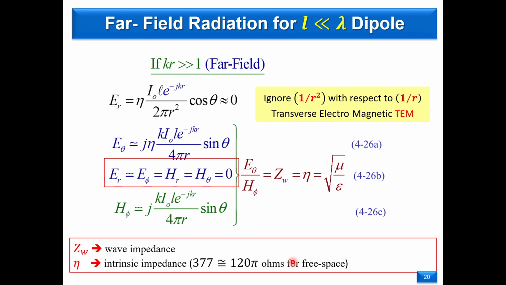So in the far field expression, E_r will vanish, the other three components are already zero, and we are left only with E_theta and H_phi. The ratio between them follows the laws for a transverse electromagnetic wave. So the wave in the far field is pure transverse electromagnetic, and the ratio between E_theta and H_phi equals the wave impedance, which is the intrinsic impedance in this case.